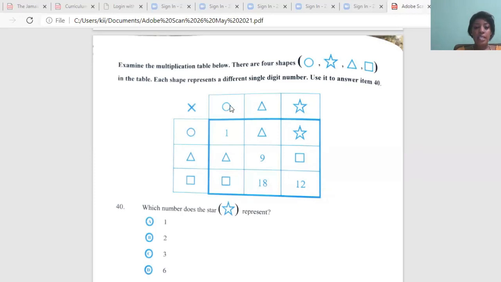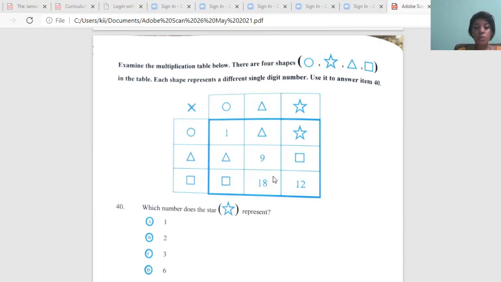So I've come to the conclusion that the circle is 1. I think I would have said that earlier, that 1 times 1 is 1. I've also come to the conclusion that this triangle is 3. So 3 times 1 gives you back 3, which is the triangle. I've come to the conclusion that this square is 6. So I'll say 6 times 1 gives you back 6. So this row is 1, 3, 6.